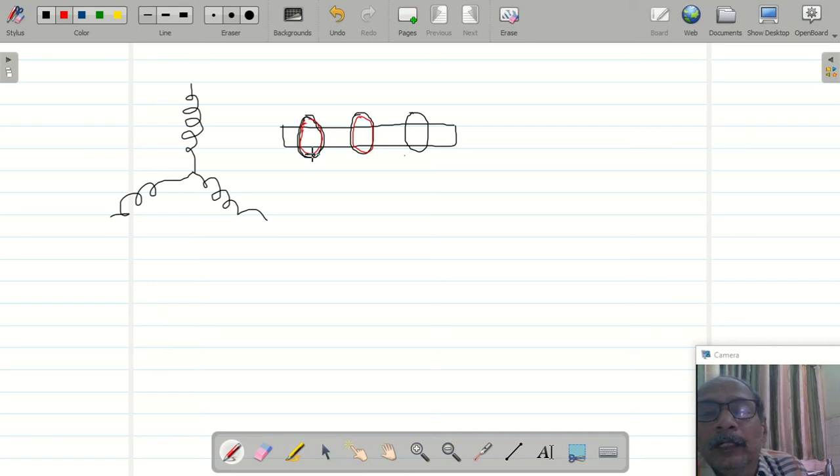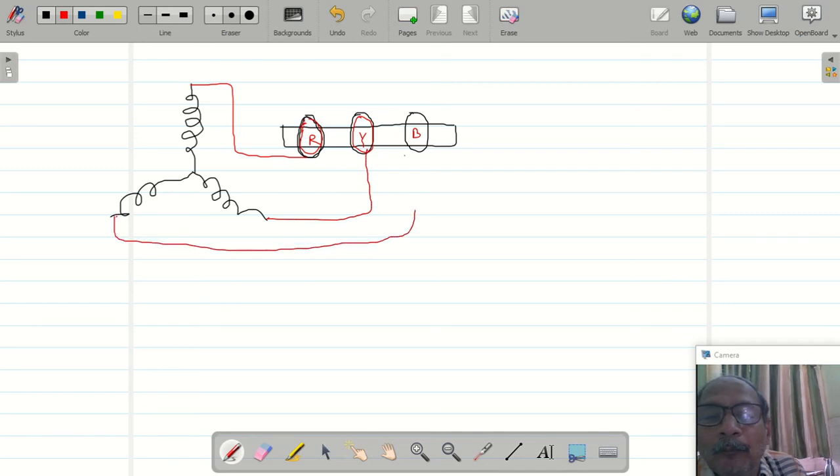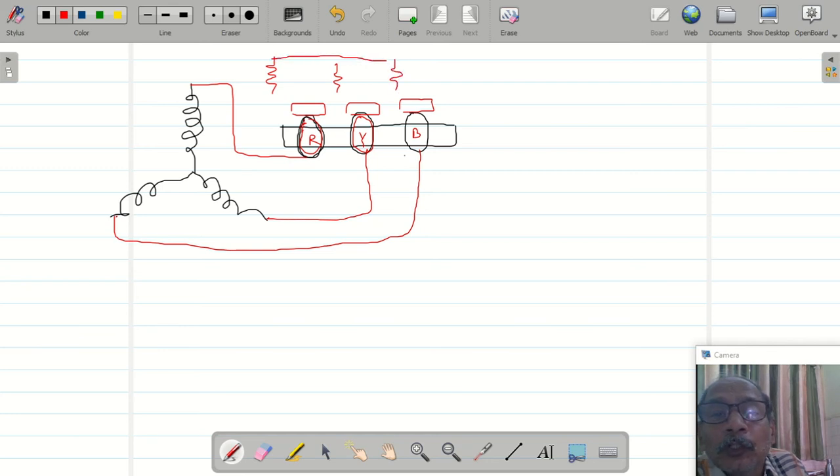So it will be isolated: R phase, Y phase, and B phase. This is connected to R, this is connected to Y, and this is connected to B. Now here brushes are there. Brushes will ride on the slip rings, and here external resistance we have. It is shorted through external resistance, and this is connected here.